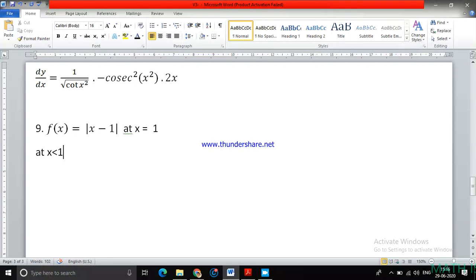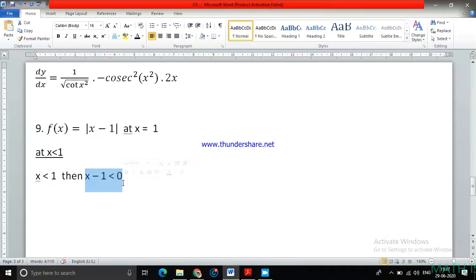Okay. So let me maybe underline the cases which we are discussing. At x is less than 1. So I have x is less than 1, right? Then I have x minus 1 is less than 0. If x is less than 1, then x minus 1 is less than 0.